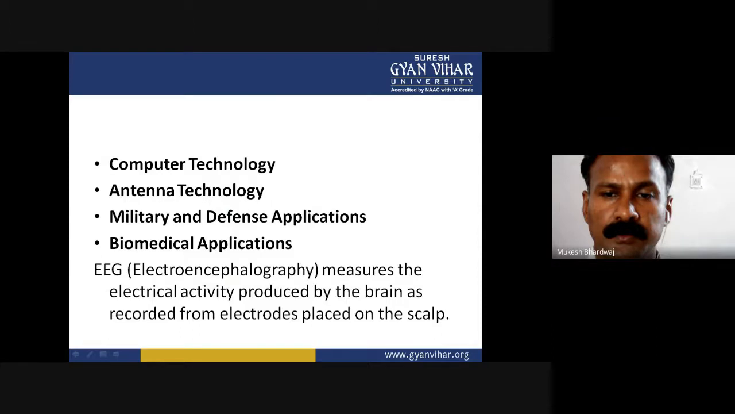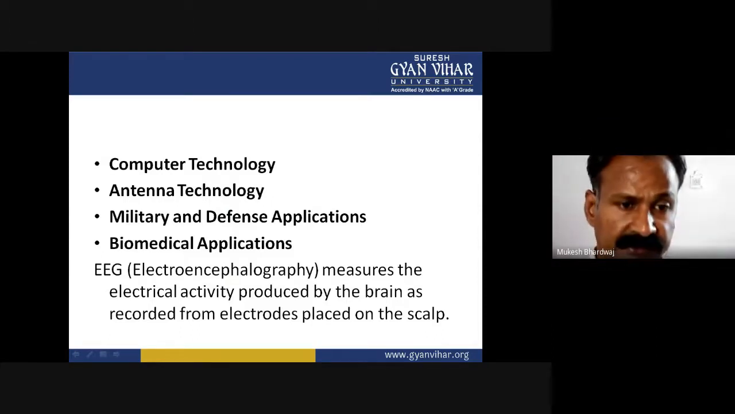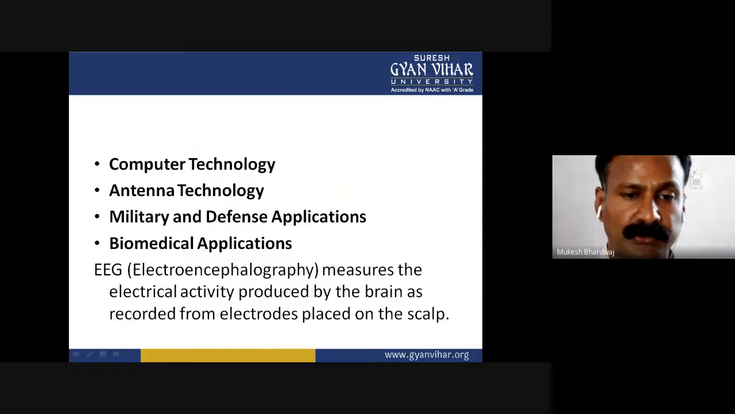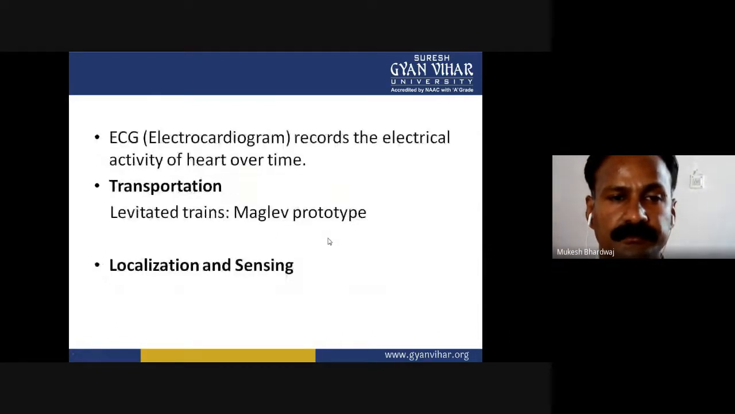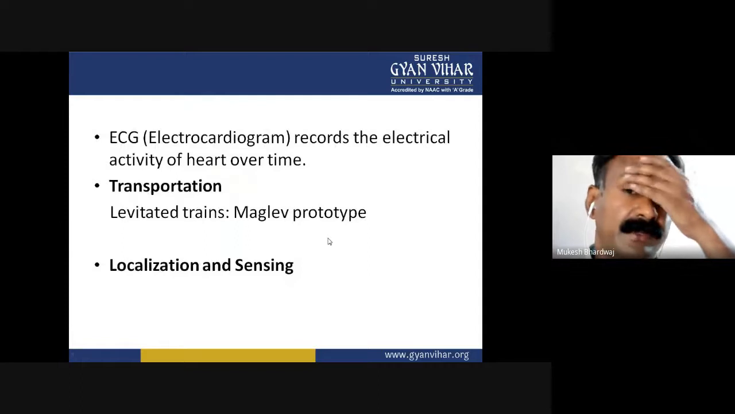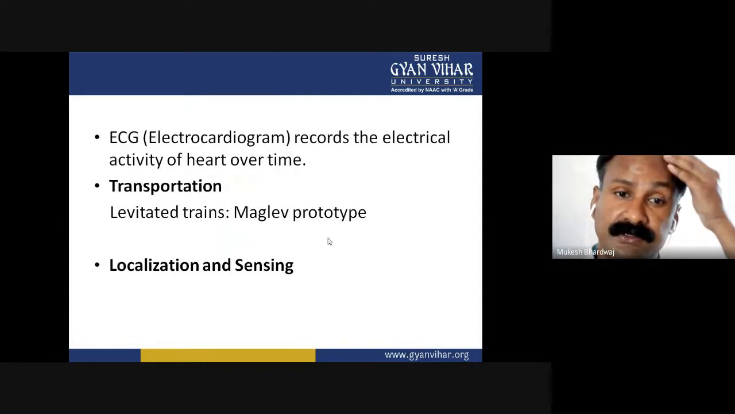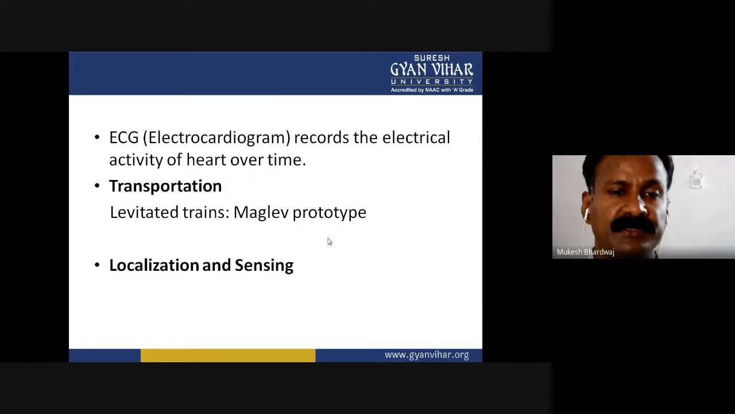Yes. So EEG, that is electroencephalography, measures the electrical activity produced by the brain as recorded from electrodes placed on the scalp. ECG, electrocardiogram, records the electrical activity of the heart over time. Transportation, levitated trains, maglev prototype. So a maglev train or maglev prototype is just that: magnetic levitation.